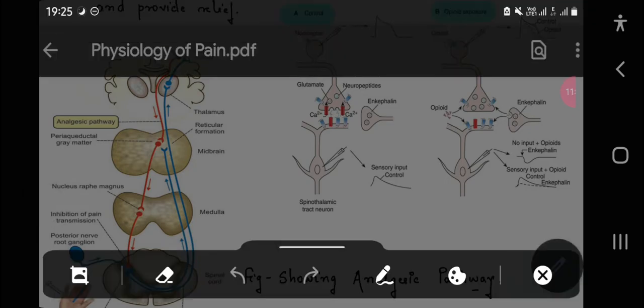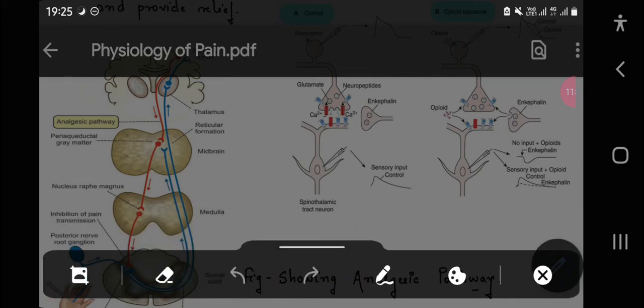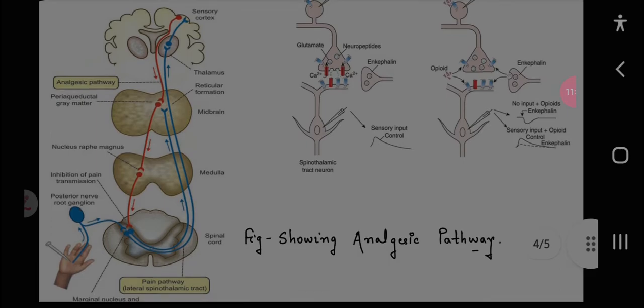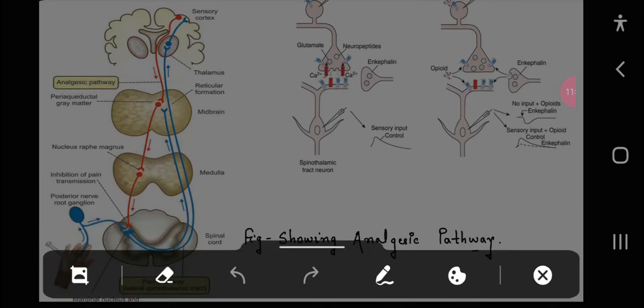Okay, so how we have to go, like this. So start like this, and Rupali. Okay.